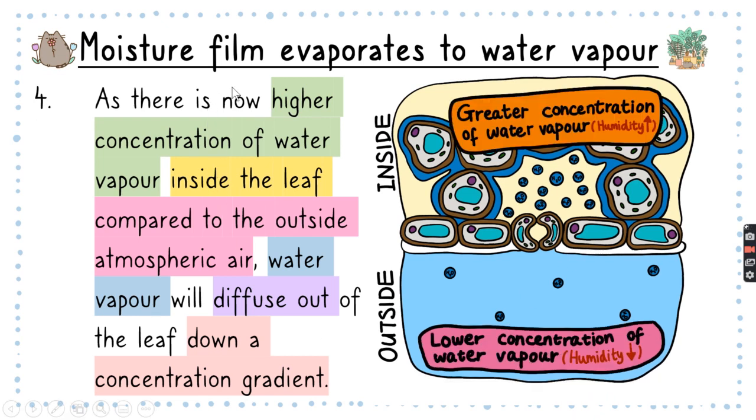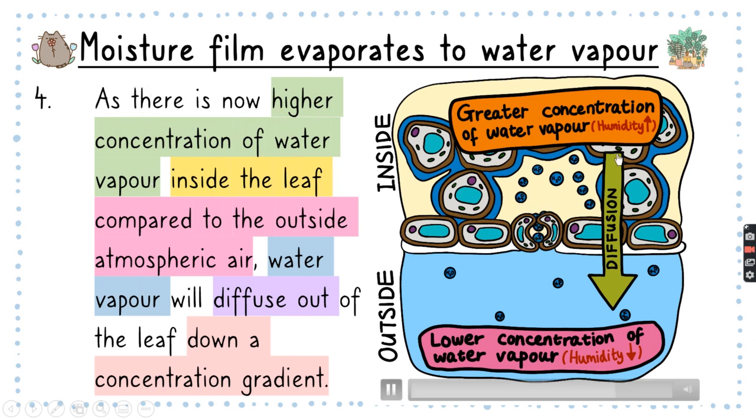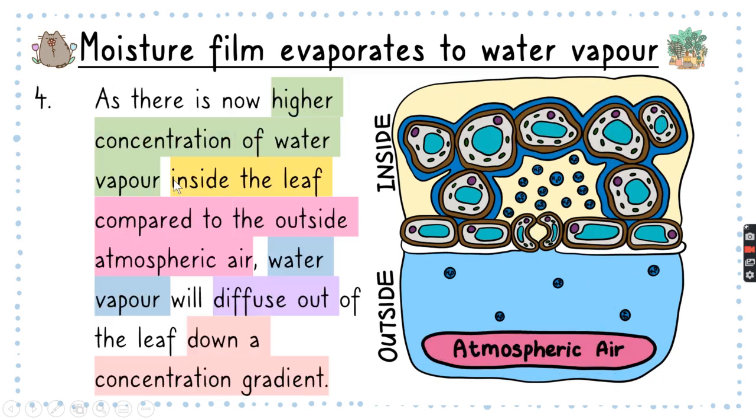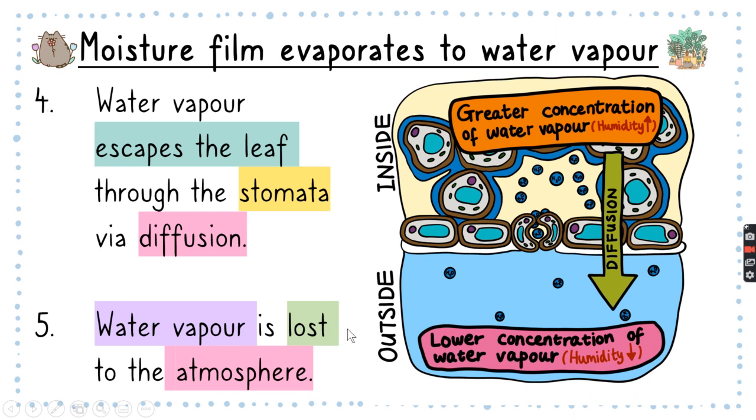So what happens next is that since there's a higher concentration of water vapor inside the leaf compared to the outside atmospheric air, water vapor will then diffuse out of the leaf down a concentration gradient. So there is this difference in concentration. Obviously, we're going to have water vapor moving from a region of higher concentration to a region of lower concentration, which is in the atmosphere. Oopsie, so that should be 5 and 6.